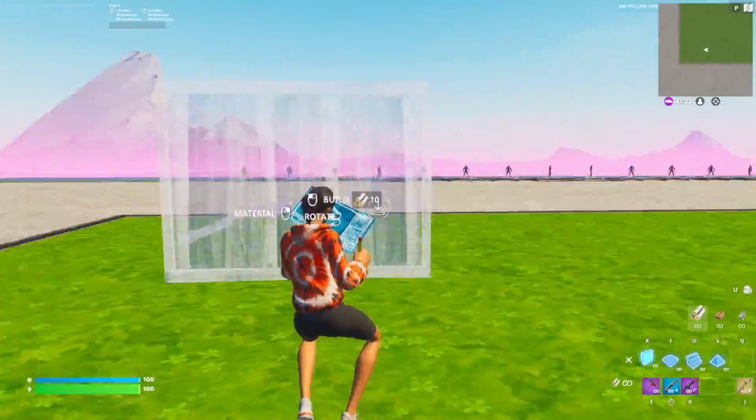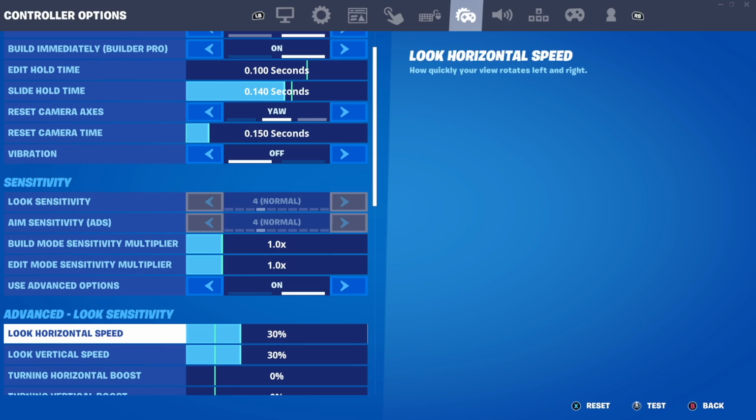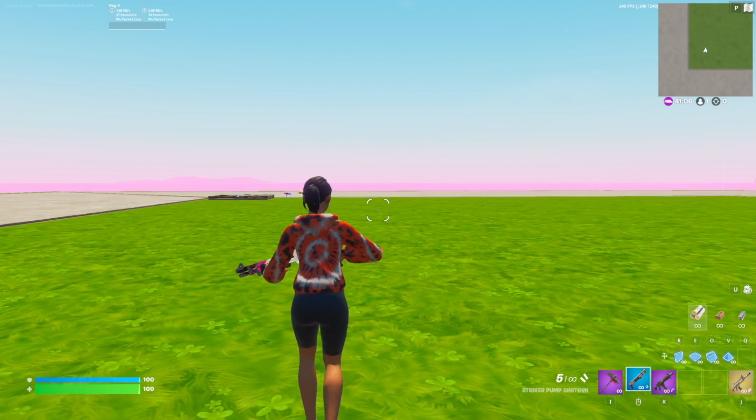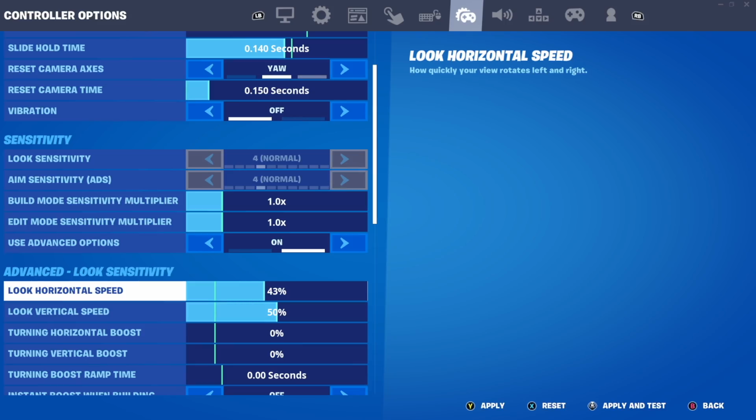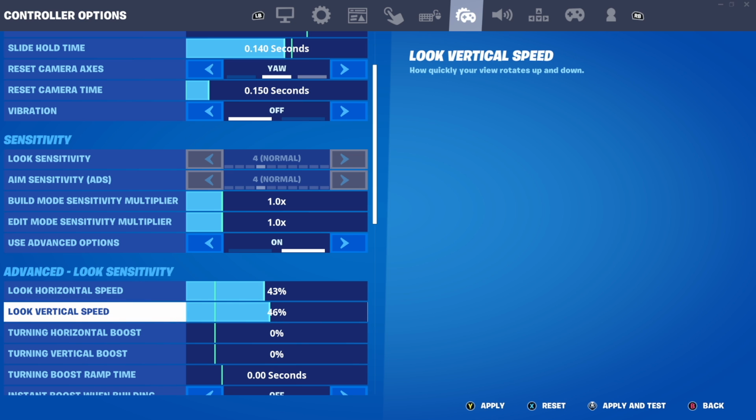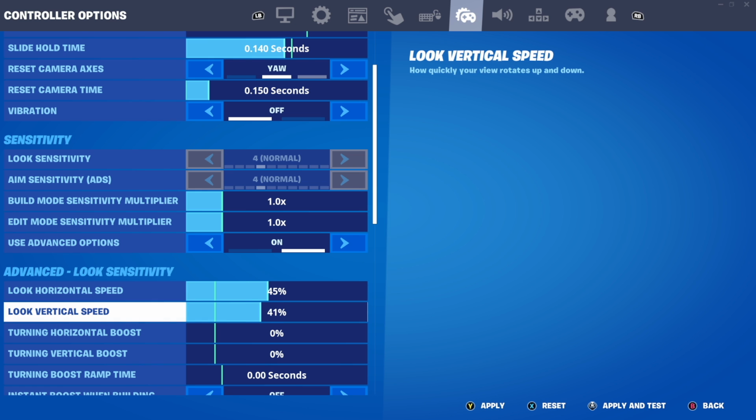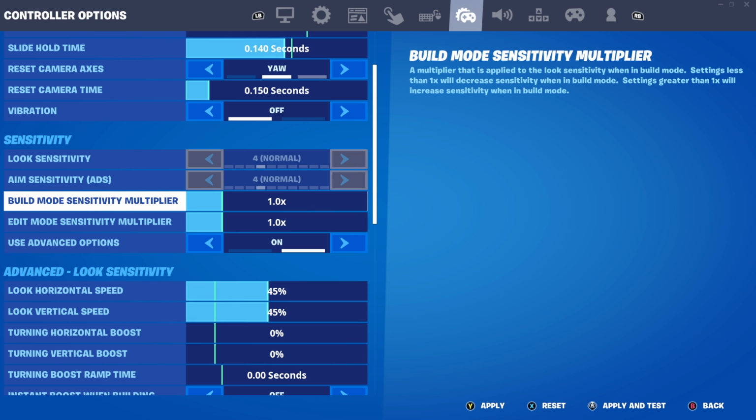So as you can see, it's going to be exactly the same between when I pull out my gun versus when I bring my builds out. And if I raise it to a 50%, even though I'm still on a 1.0x, it's going to be faster than it was on a 30%. So I'm going to be talking about the horizontal and vertical speed first. So what I would consider low is anything under, to give an exact number, I would consider probably about 45% and under is going to be on the low end.